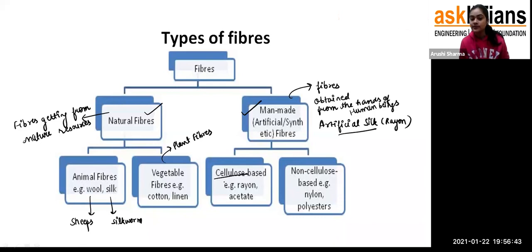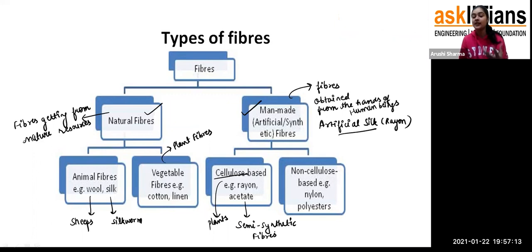This cellulose, students, we get it from plants or any other natural resource. That is why we call them cellulose based. And students, cellulose based types of fibers are not completely man-made fiber. You can say they are semi-synthetic fibers. That means they have some content of the natural resource and some content of the man-made thing.